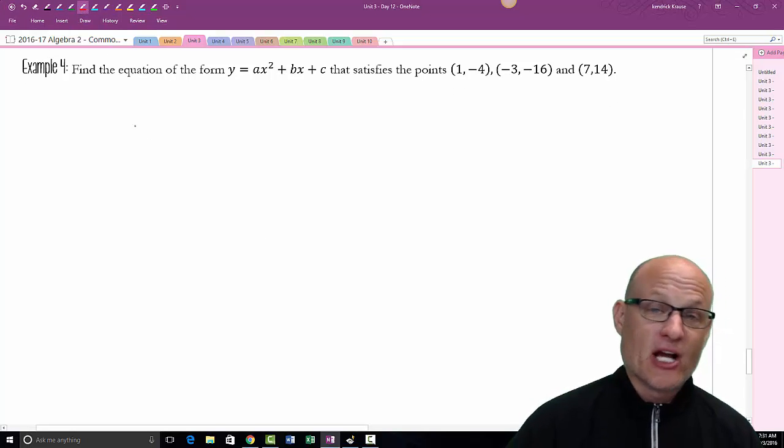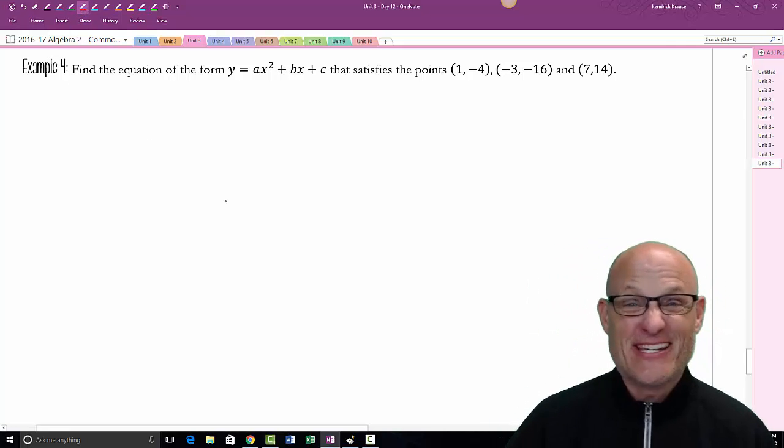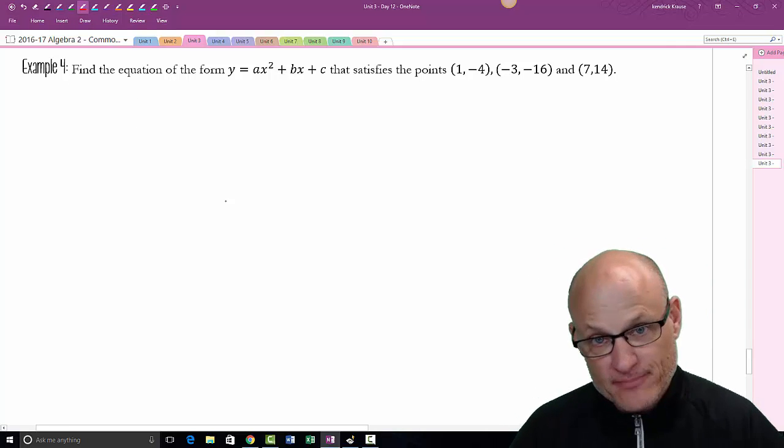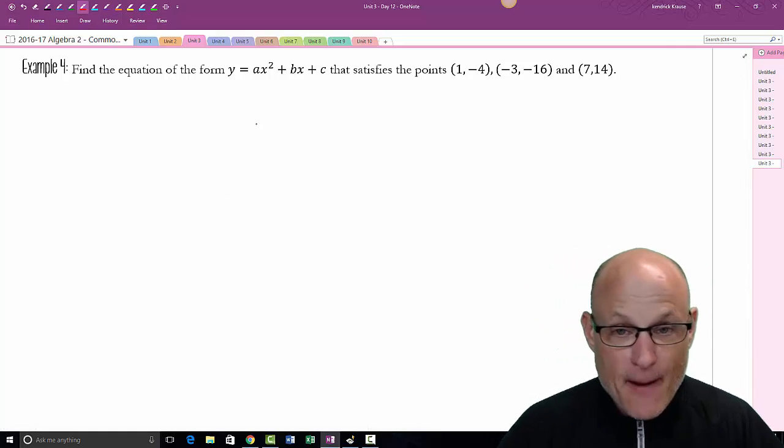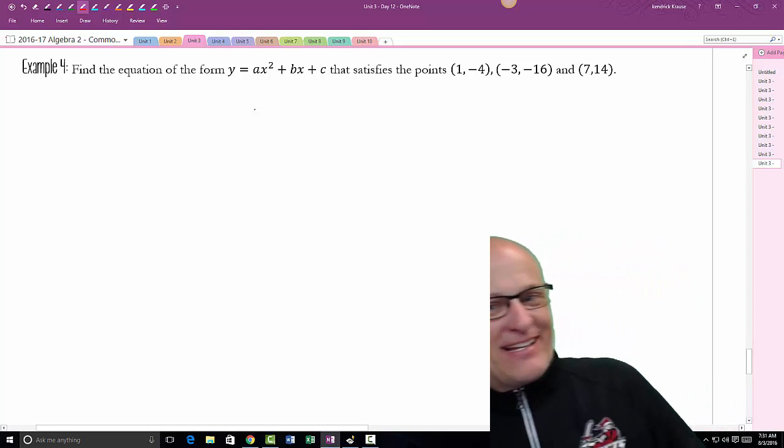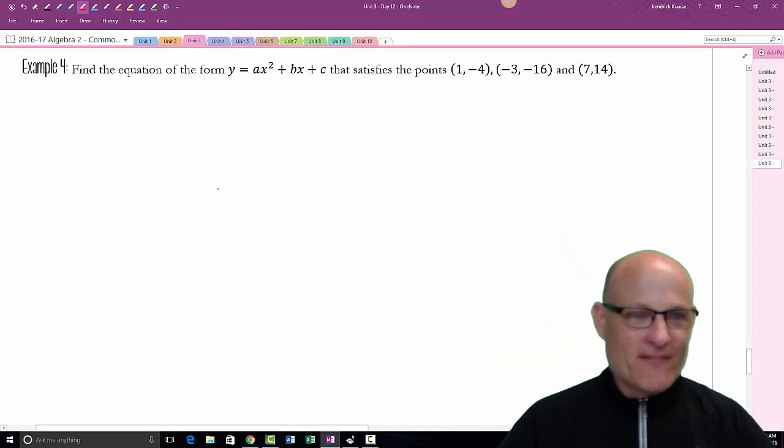All right, kids, here we go. Last problem of the unit. Except for the review, which you're going to do tomorrow. But at least for now, we got the last problem of the unit ready to go. Here we go. Ready? So our first point is 1, negative 4.